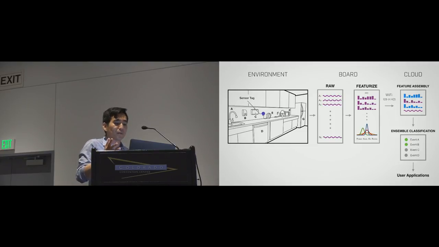Here we use a classification model, in this case an SVM. In our current implementation, each object or event is modeled with its own SVM classifier, and we use the ensemble model to decide which events are triggered. Finally, the output of that process can be used as input for end-user applications. So that's the whole system.